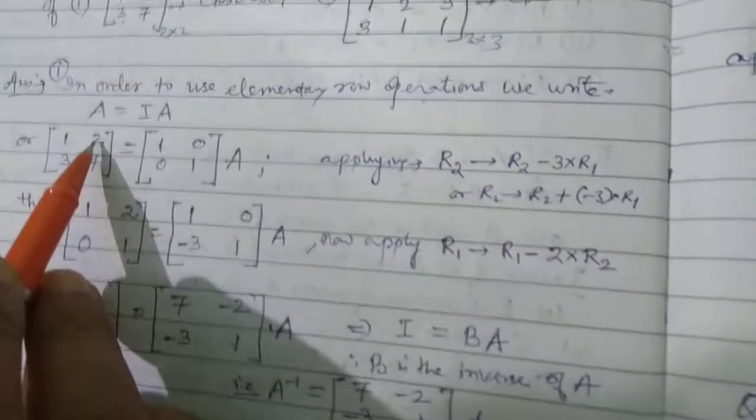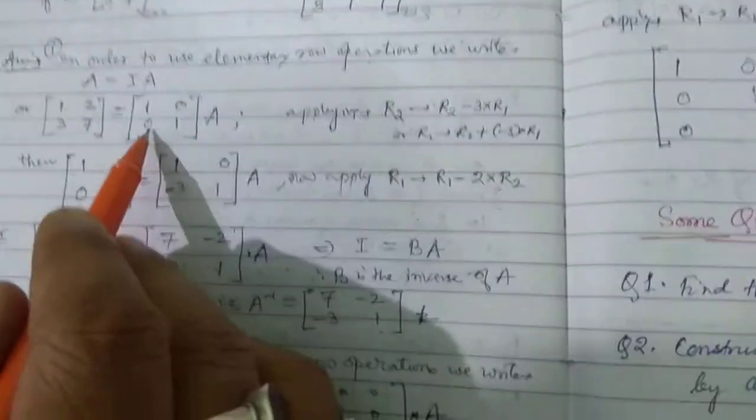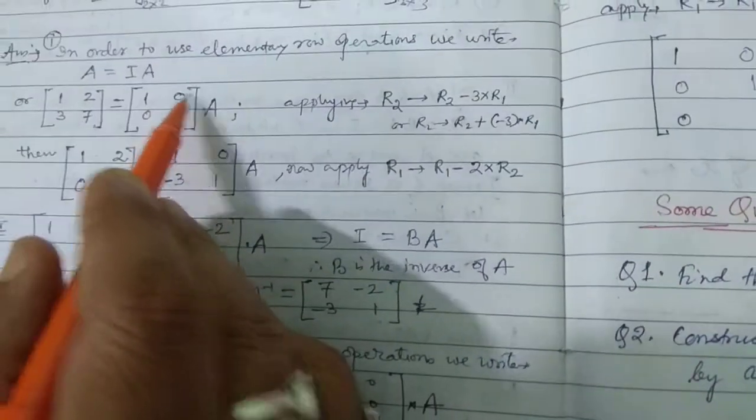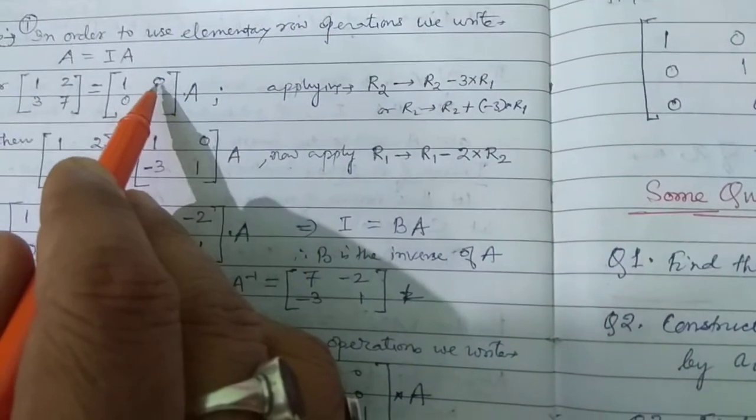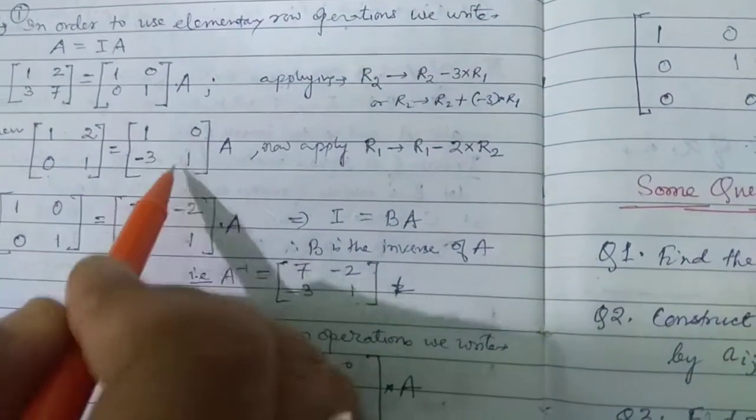7 minus 3 into 2. 7 minus 6 to 1. So it is coming 1, 2, 0, 1. Same thing we have to apply here also. So 0 minus 3 into 1 minus 3. 1 minus 3 into 0, 0. So it is 1 only. So it is coming this.